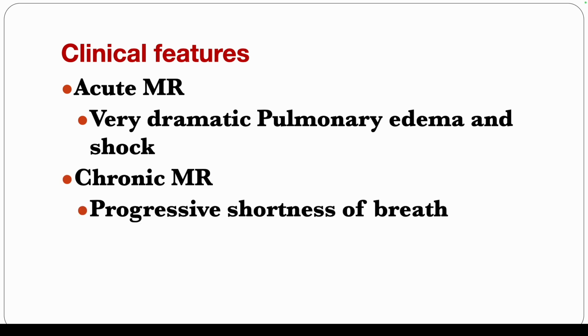Chronic MR: the patient has progressive shortness of breath for a very long time. It remains asymptomatic, but then starts developing progressive shortness of breath. The patient does not usually present with acute pulmonary edema, except if they develop complications. For example, if they develop atrial fibrillation, they may have this acute presentation. Otherwise, they have progressive shortness of breath.